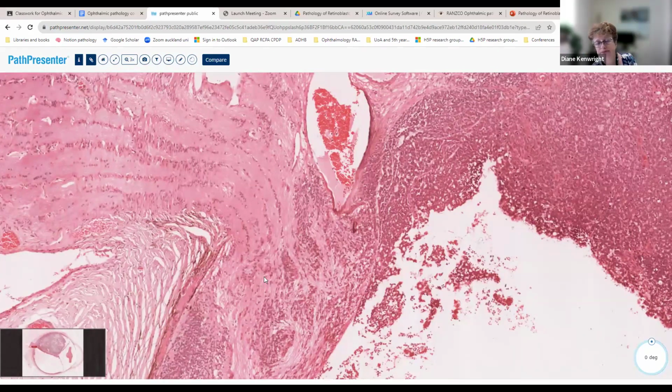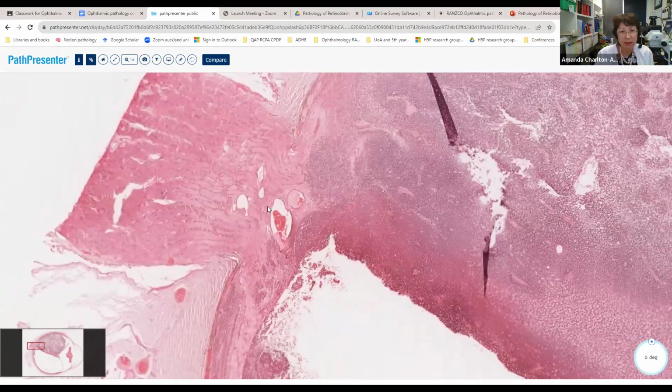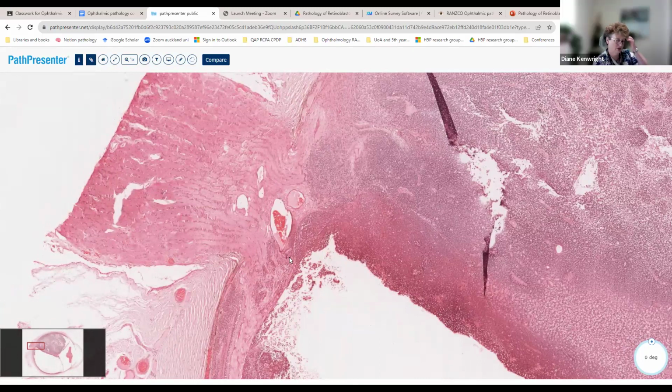So pre-laminar, we draw the line like that. So the optic nerve fibers are coming out onto the, out here. Pre-laminar? Probably. I think it's pre-laminar invasion. Pre-laminar invasion. Draw our line here.